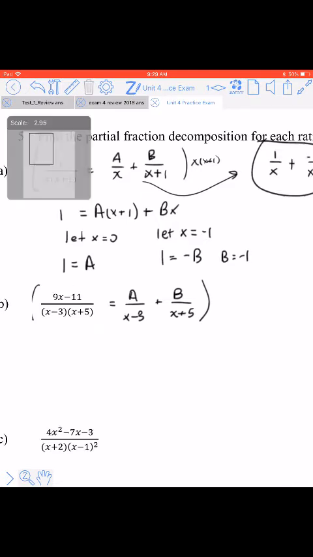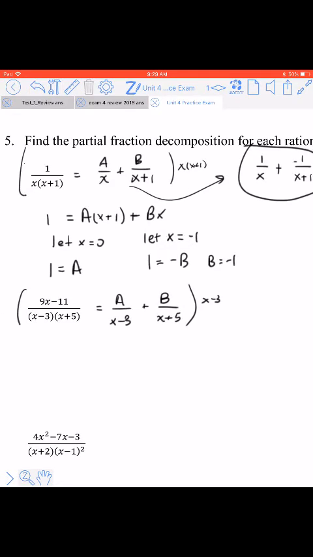I'm going to multiply now by the lowest common denominator, which is x minus 3 and x plus 5, and then multiply this LCD throughout the whole equation. So when this multiplies over to here, the whole denominator cancels with the LCD. So you're just left with 9x minus 11. Now when this multiplies there, the x minus 3's would cancel, so a multiplies x plus 5. And then when it multiplies here, the x plus 5's cancel, so b is going to multiply x minus 3.